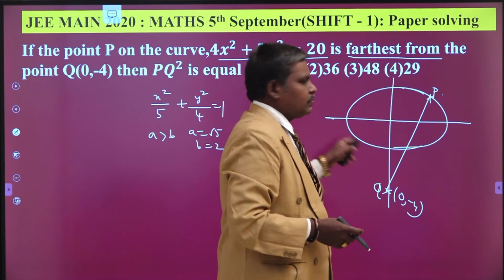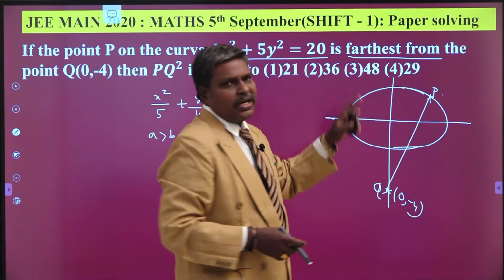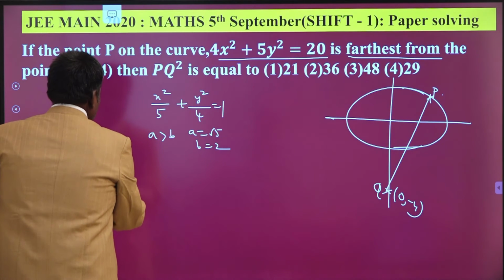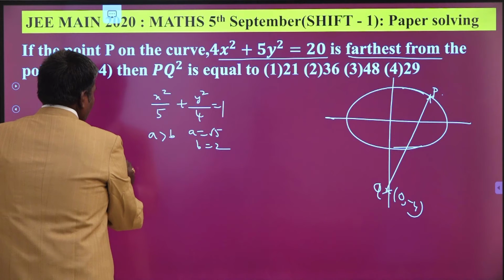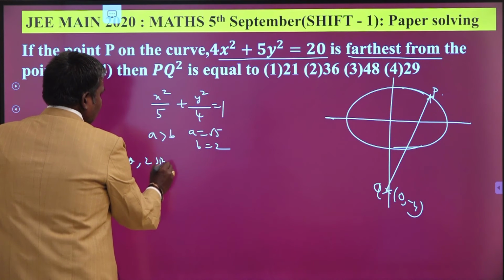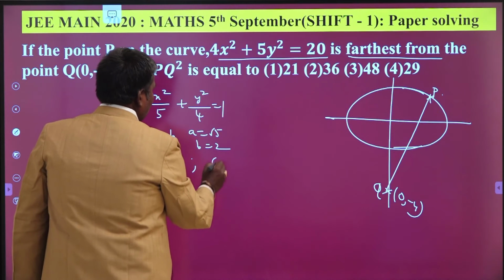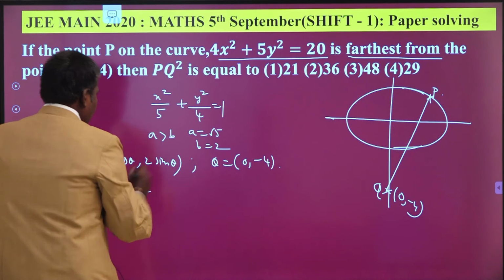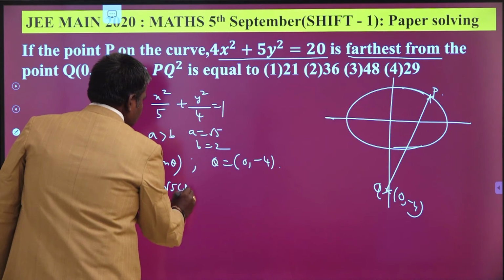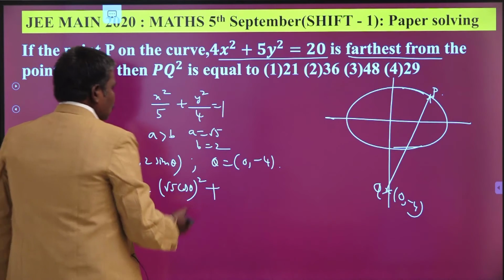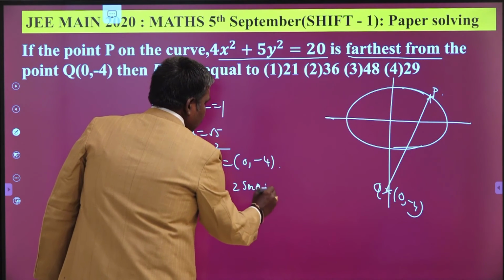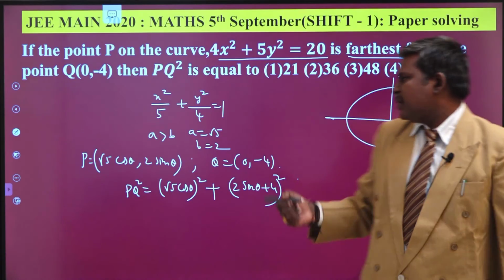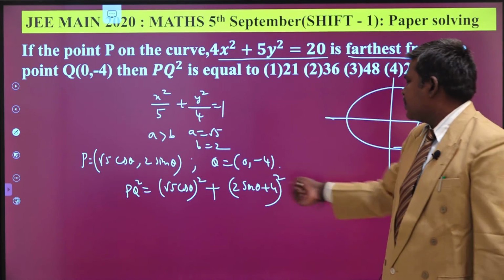You have the ellipse equation. Can you take any point on the ellipse or not? By parametric equations we can say any point on the ellipse is (a cos theta, b sin theta). That is, P may be taken as (root 5 cos theta, 2 sin theta), and you have point Q equal to (0, -4). What is my PQ square? PQ square is equal to (root 5 cos theta) whole square plus (2 sin theta plus 4) whole square. That is (x1 minus x2) whole square plus (y1 minus y2) whole square. We have to maximize the PQ square, which is in terms of theta.